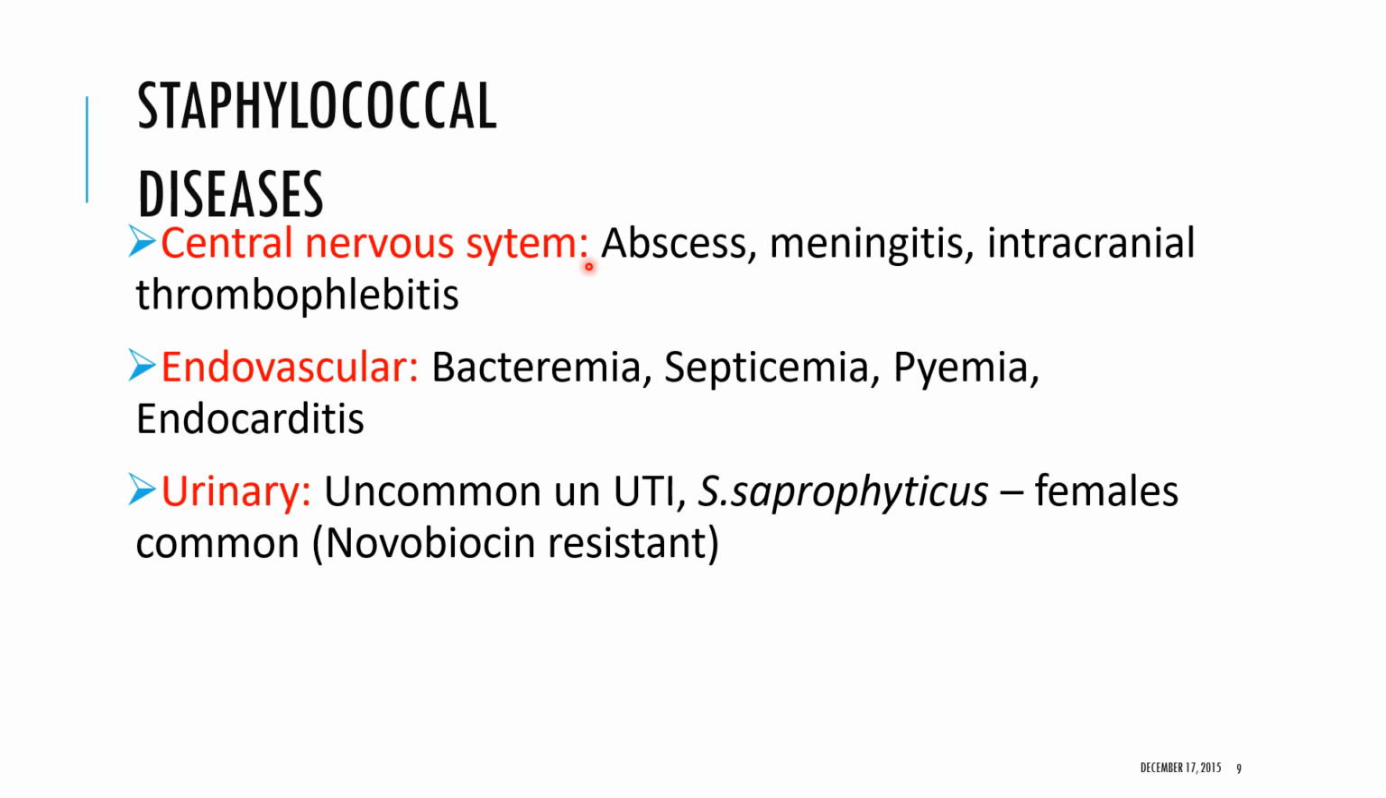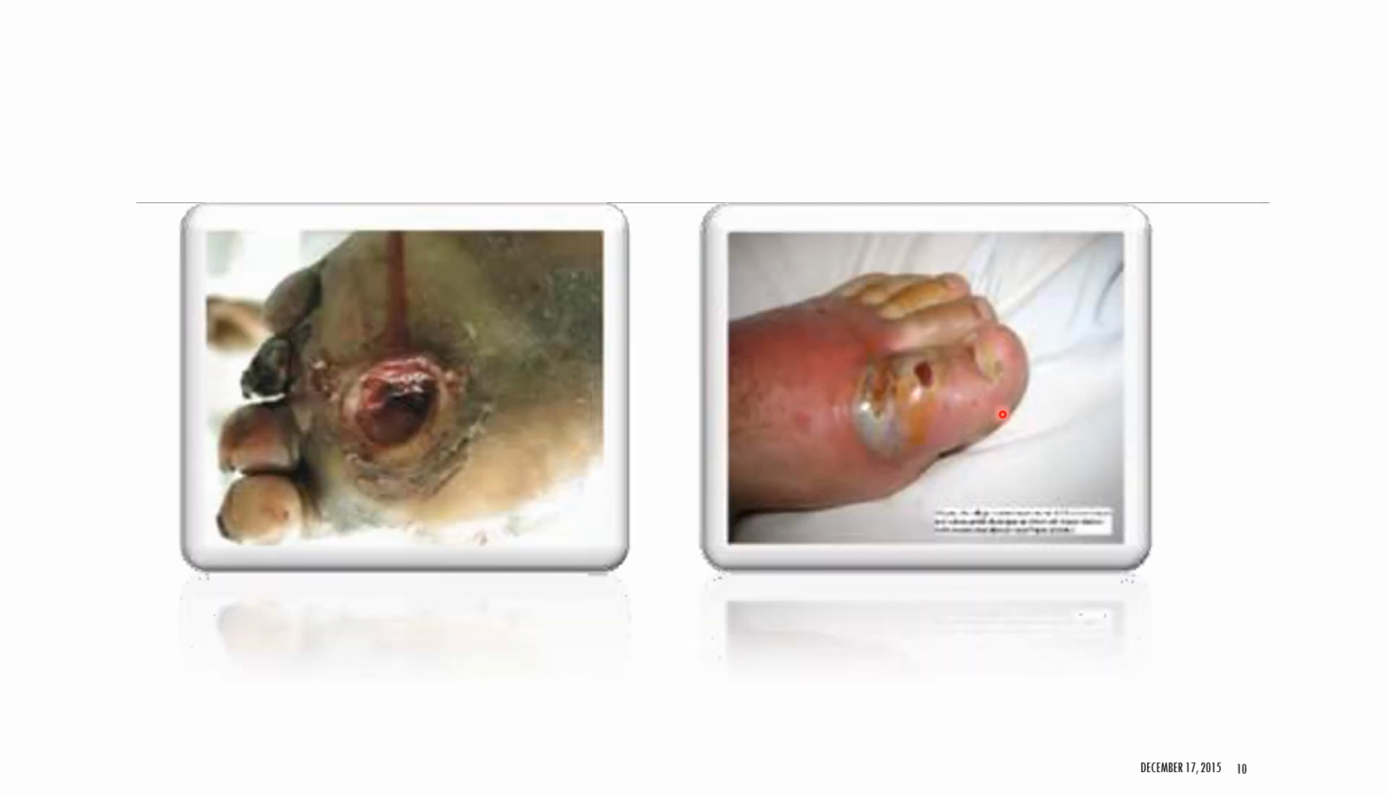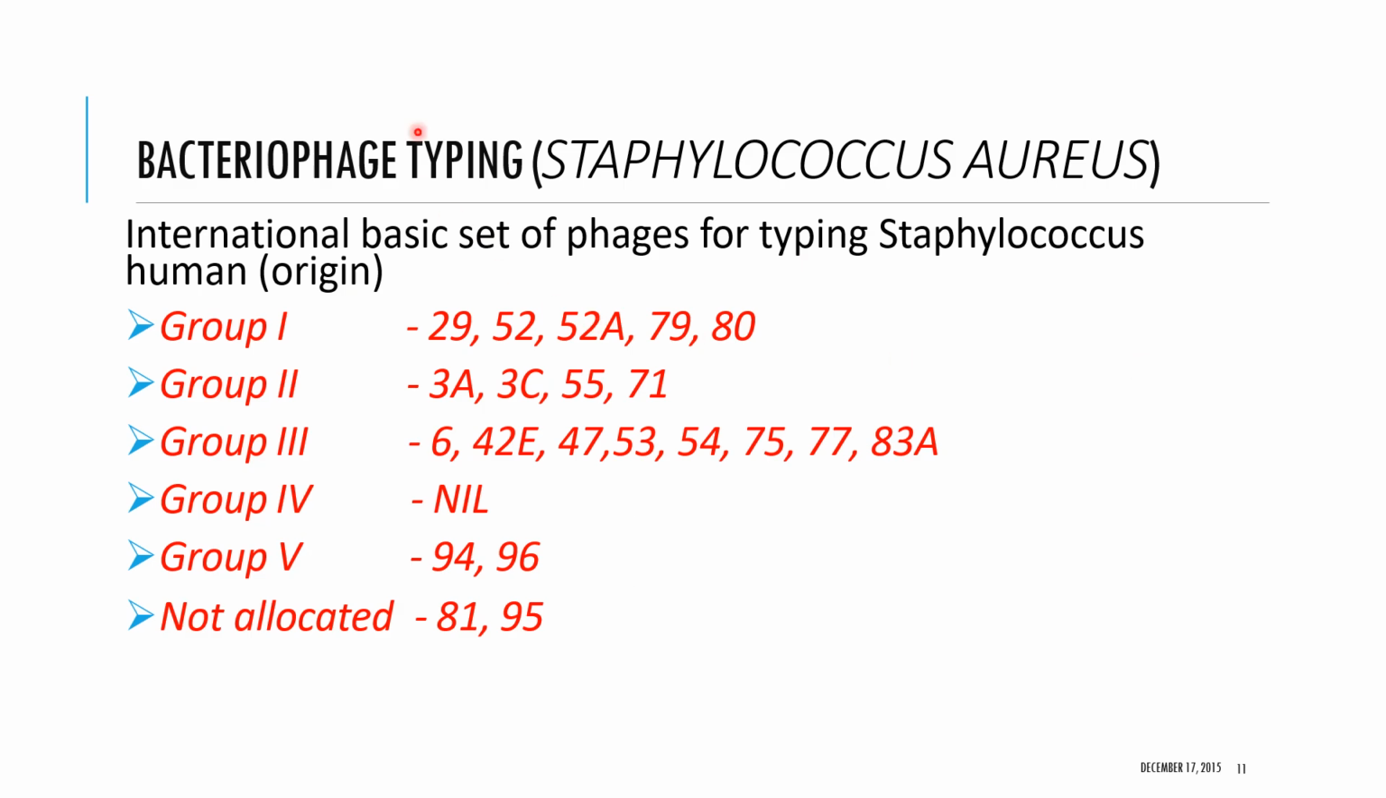Next, the central nervous system is also affected by Staphylococcus aureus, which causes abscesses, meningitis, intracranial thrombophlebitis, then endovascular infections: bacteremia, septicemia, pyemia, endocarditis, etc. Then urinary infection is uncommon. UTI is caused by Staphylococcus saprophyticus, which causes UTI in females and is called honeymoon UTI, more common in sexually active women. It is novobiocin resistant. Then these are some pictures of staphylococcus infections.